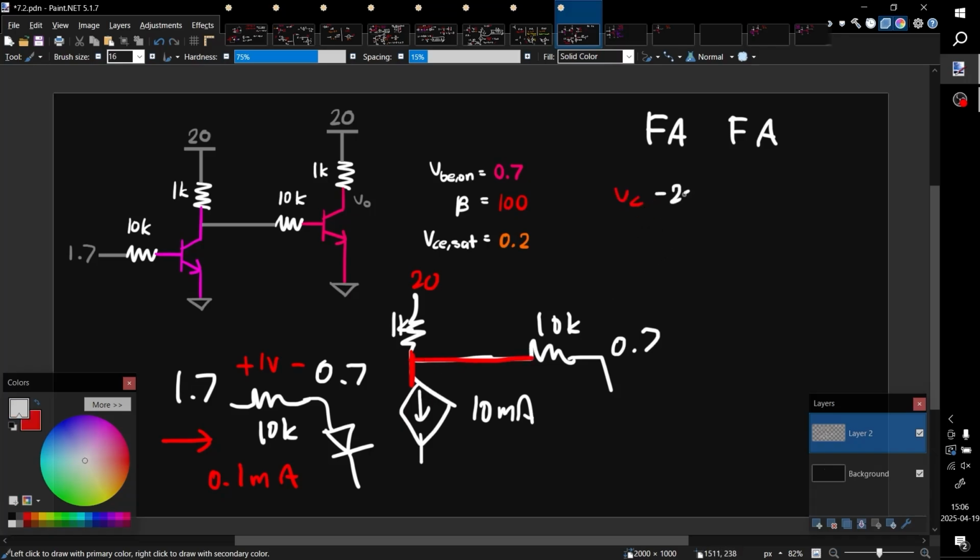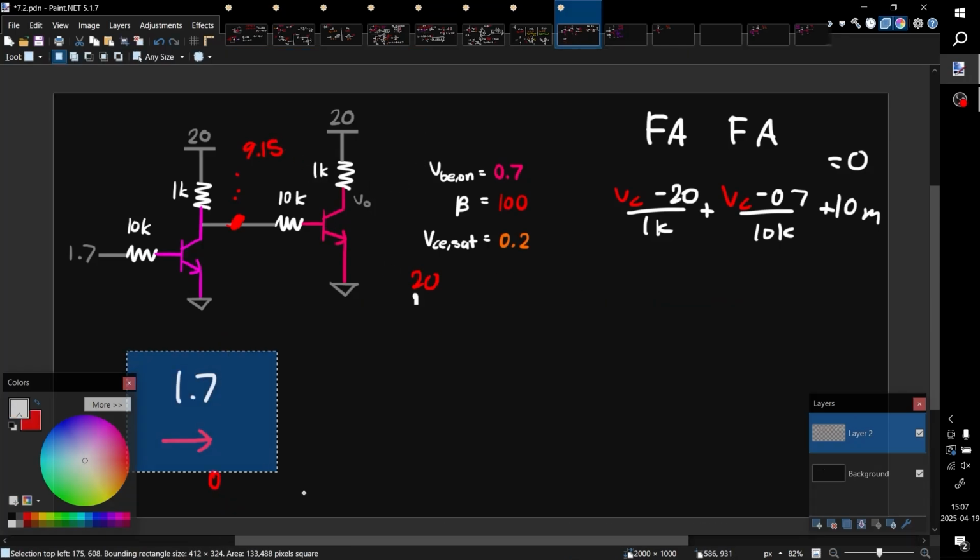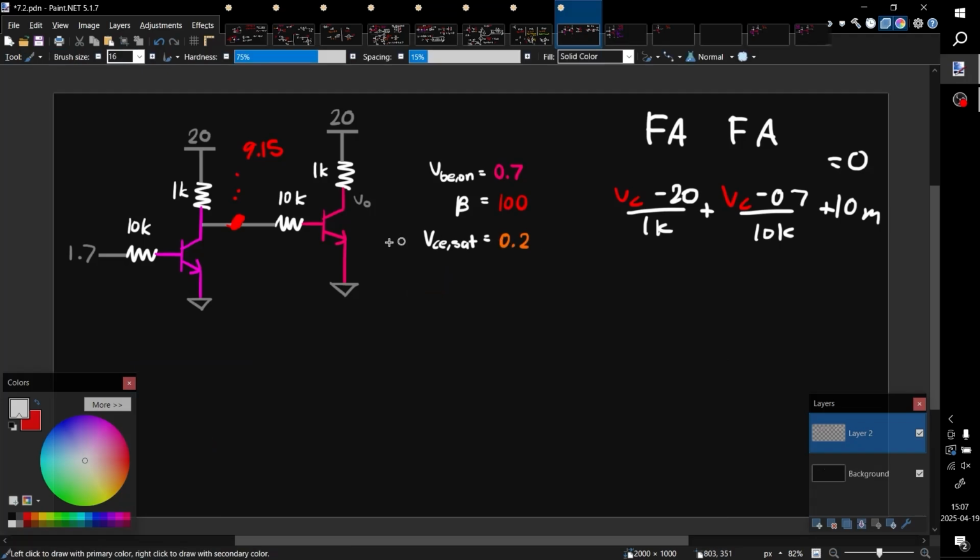VC minus 20 over 1K, plus this current here, VC minus 0.7 over 10K, and this extra 10 mA here. Now this is all equal to 0. I'm going to do some shift solving real quick. So VC, this voltage here, is equal to 9.15 volts, right? I can pretty much just discard this part of the solution now. It's not important anymore. What we can verify is that IB here is positive. We'll check that later.